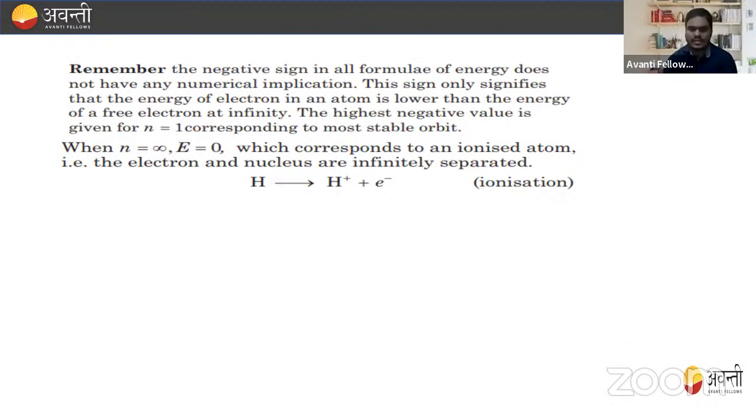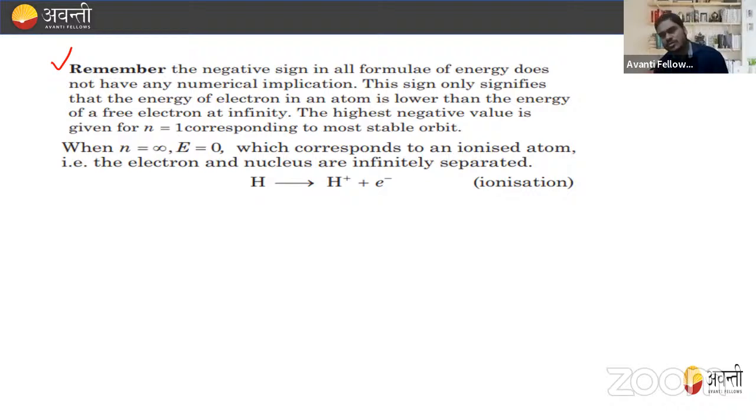Now here an important point: many of you have a question in your mind, why is the negative sign there in the energy? What does this negative sign indicate? How can the energy become negative? Basically, remember that the negative sign in all the formulas of energy does not have any numerical implication. This sign only signifies that the energy of the electron in an atom is lower than the energy of the free electron at infinity. The highest negative value is given for n equal to 1, corresponding to the most stable orbit.